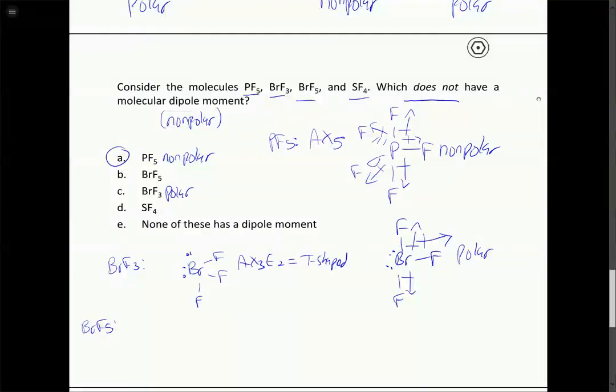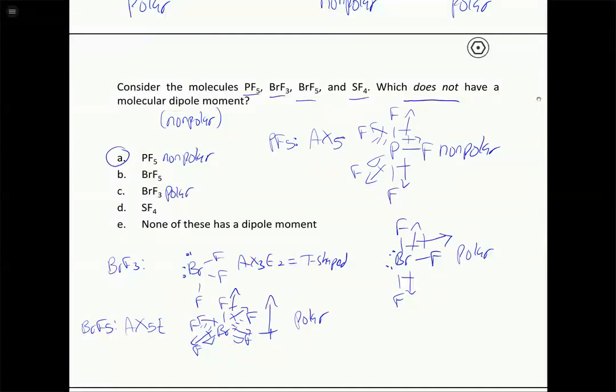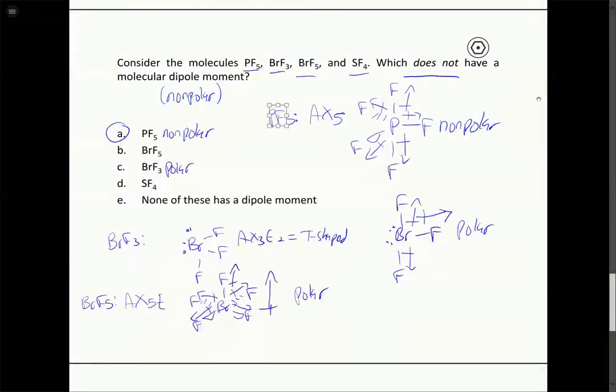BrF5 is going to be, if we draw it out, AX5E. We saw this structure earlier. And so BrF5 is going to be this square-based pyramid structure. And again, the bond dipoles that are on the square base more or less cancel each other out. But we have one dipole pointing towards this fluorine, so we have a net dipole pointing top to bottom. Alright, so this one's going to be polar as well. And any of the structures with one lone pair are going to be polar, so we don't have to think hard about that one.